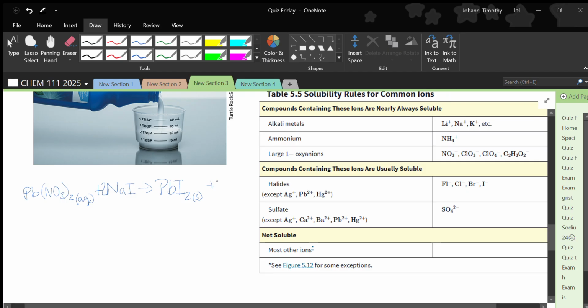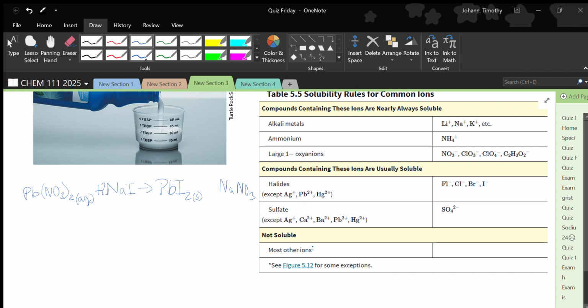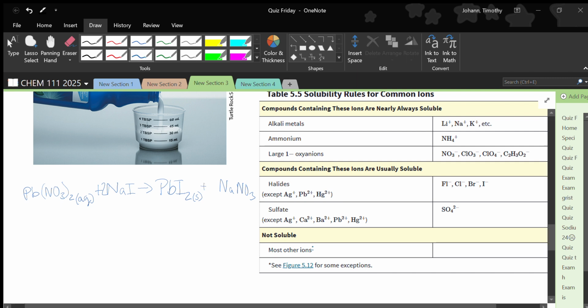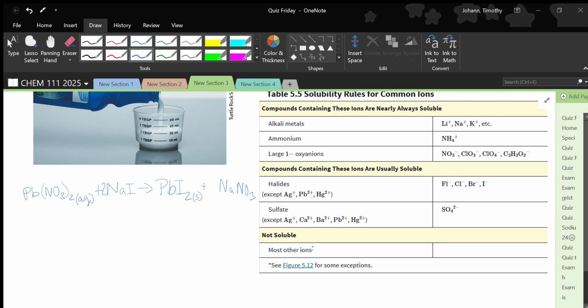And then we have sodium nitrate. Is sodium nitrate going to be soluble? Yes. Why? Sodium, right? All sodium compounds are soluble. All nitrate compounds are soluble, right? So that's great. So we've got both of those.